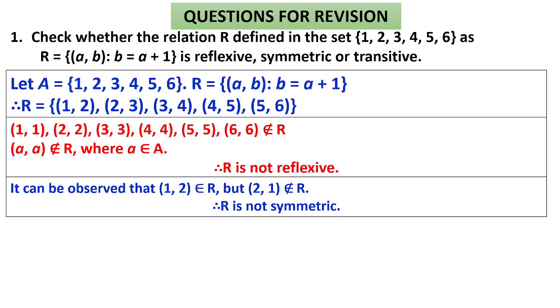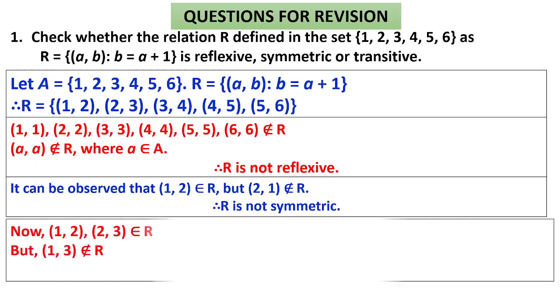No. 1 comma 2 is there, but 2 comma 1 is not visible there. Therefore, it is not symmetric. Now, very clear here. 1 comma 2 is there, 2 comma 3 is there, but 1 comma 3 is not there. Therefore, it is not transitive. Not reflexive, not symmetric, not transitive.